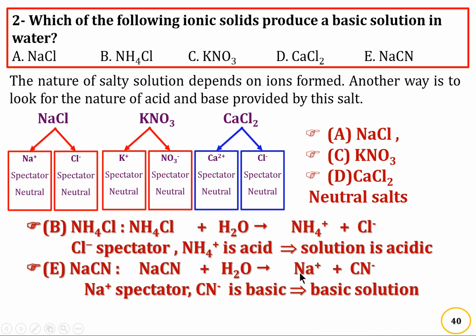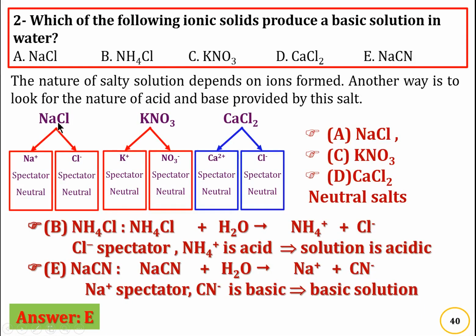NaCN dissociates to Na+ and CN-. CN- is the conjugate base of the acid HCN in the couple HCN/CN-, so Na+ is a spectator, CN- is basic, and the solution is therefore basic. So the correct answer is E.